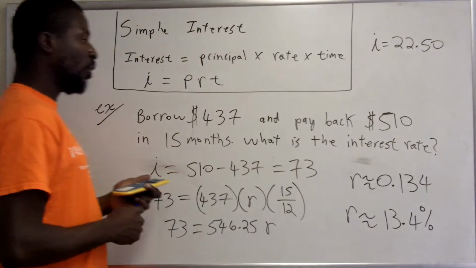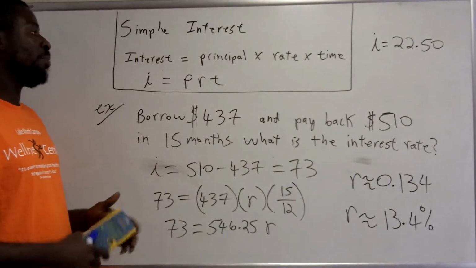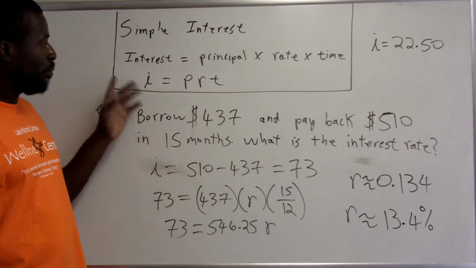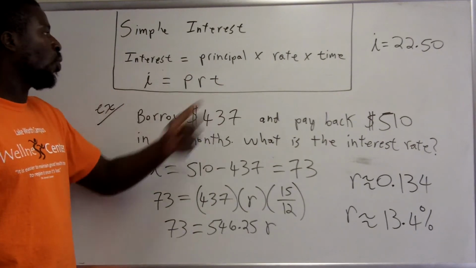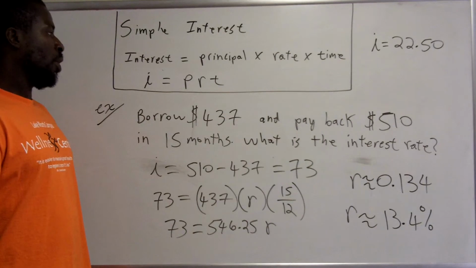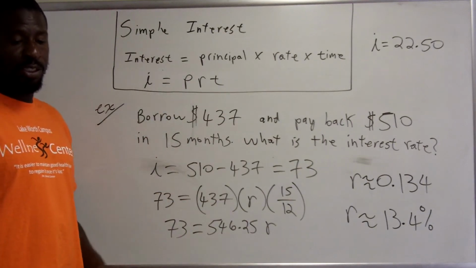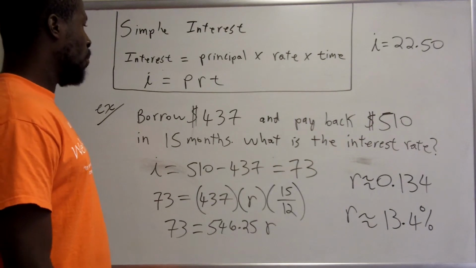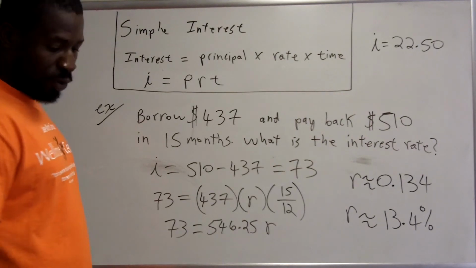13.4%. So here's another kind of question. You can be asked to find the interest. You can be asked to find the interest rate. Really, pretty much you can be asked to find any one of these 4 values. You just have to be given the other 3 values and understand the meaning of them. So that is how we're going to look at this simple interest formula.